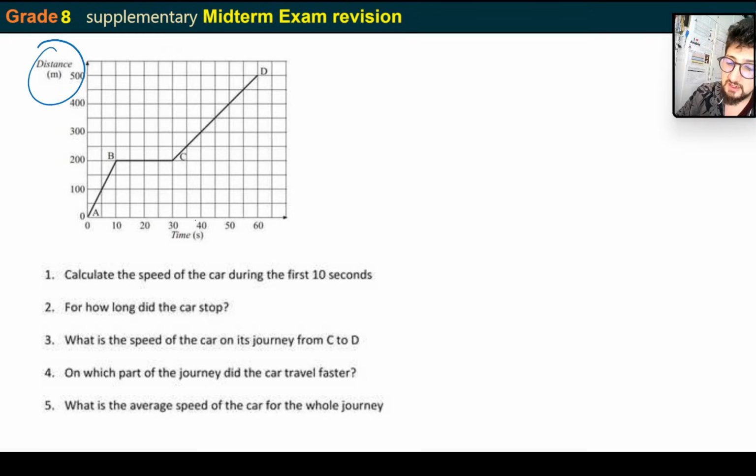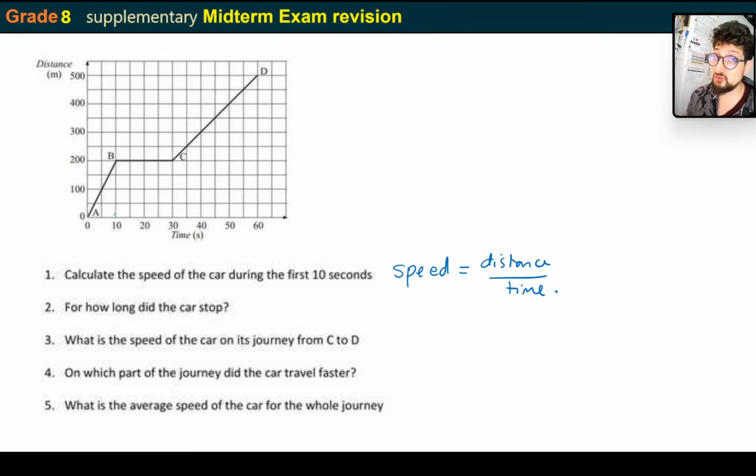We've got a distance-time graph, and we're asked to calculate the speed of the car during the first 10 seconds. First thing I need to do is look at the graph and realize that 10 seconds is right over here. That is 10 seconds, okay? And I need to calculate the speed of the car. Now, the speed of the car is going to be rise over run, because we know that speed equals distance over time.